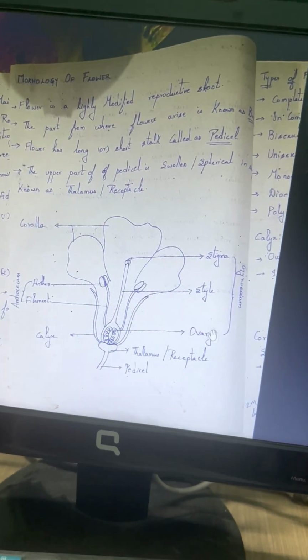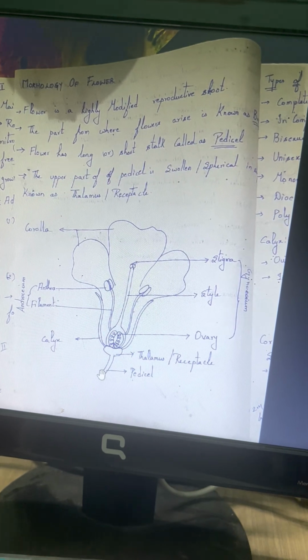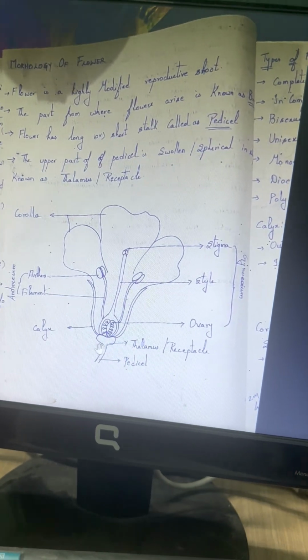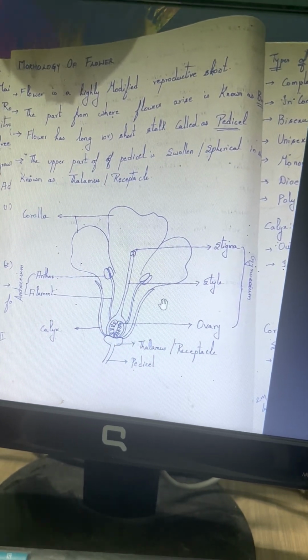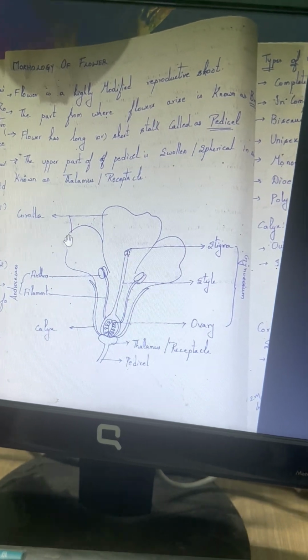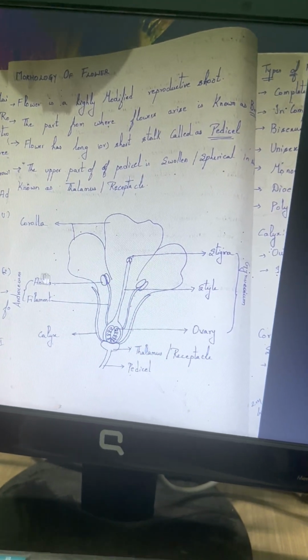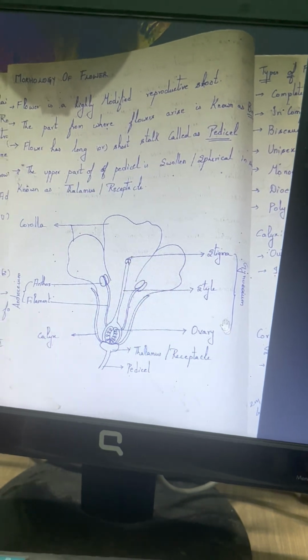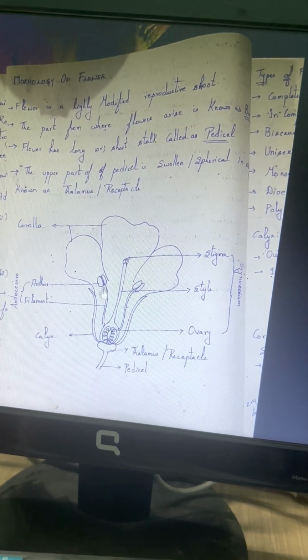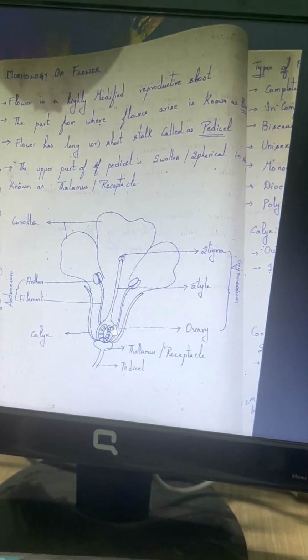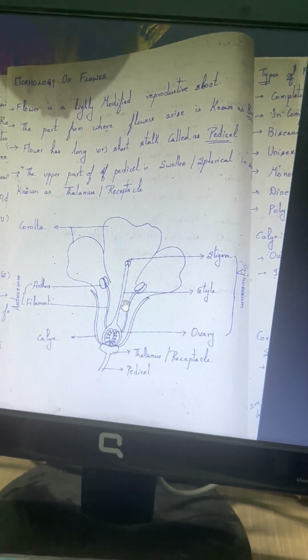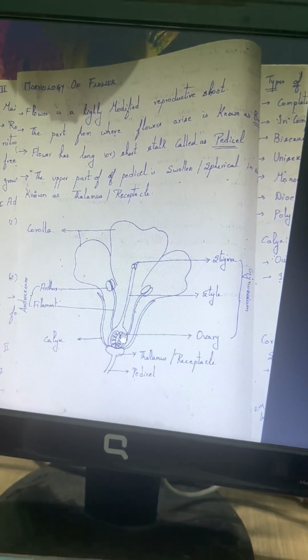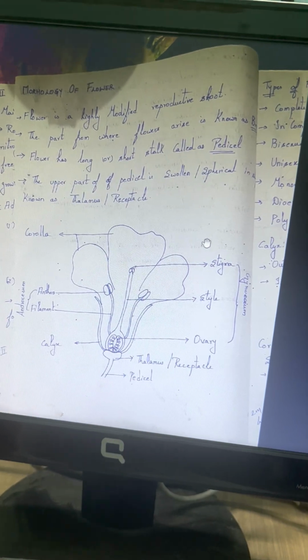Understood, right? So the first one is the pedicel, next the thalamus, the green color part attached to the thalamus is the calyx, then comes the corolla, then the androecium and the gynoecium. Androecium consists of the filament and the anthers, and the gynoecium consists of stigma, style and ovary. That is about the morphology.